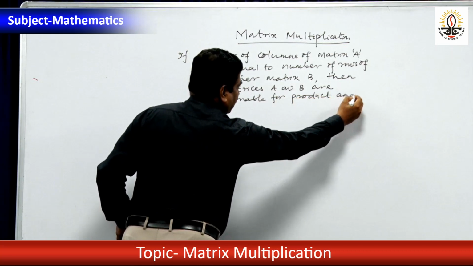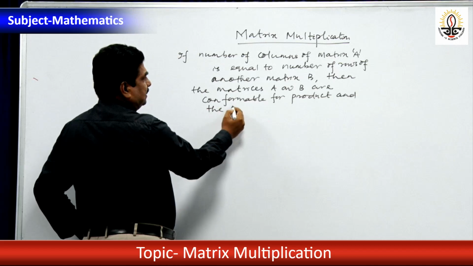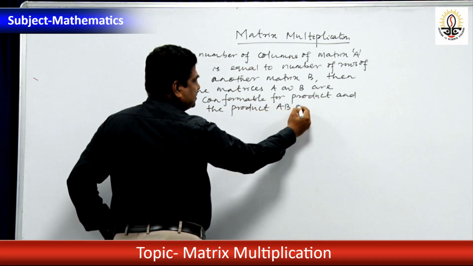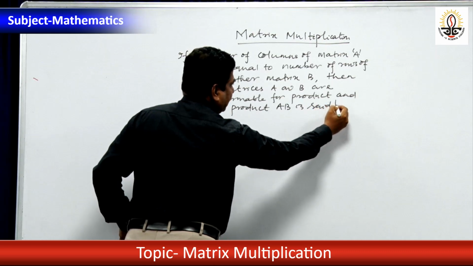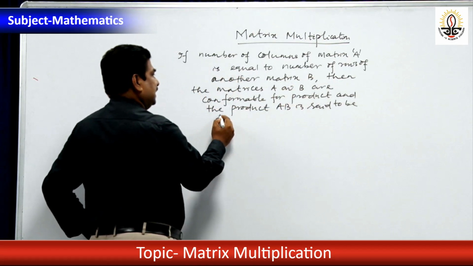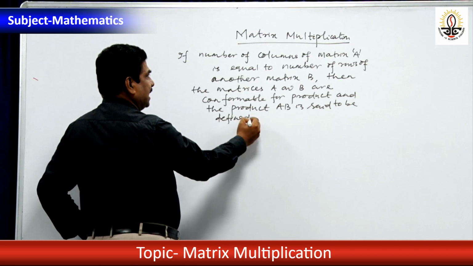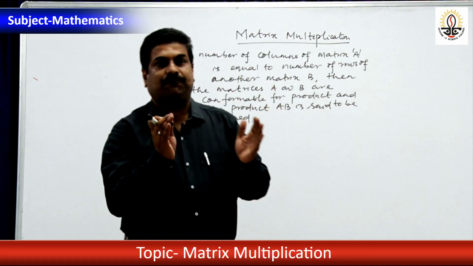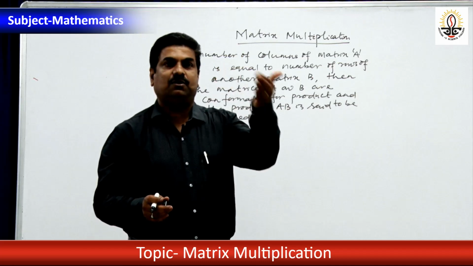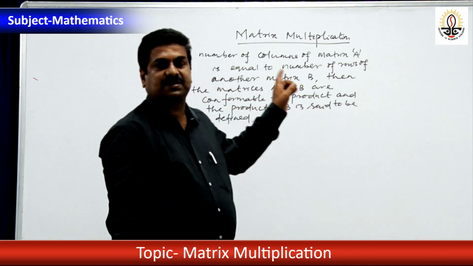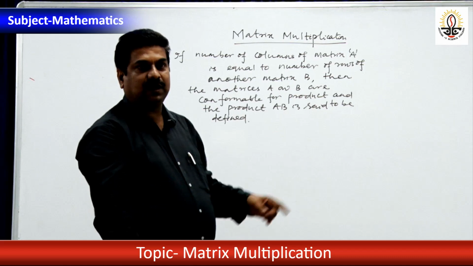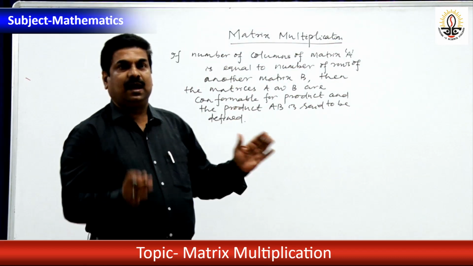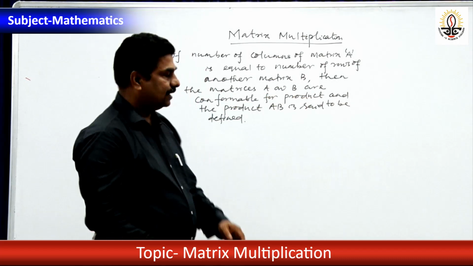and the product AB is said to be defined. Very important point here: if the number of columns of the first matrix A is equal to the number of rows of the second matrix B, then only matrix multiplication is conformable and the product AB is defined.